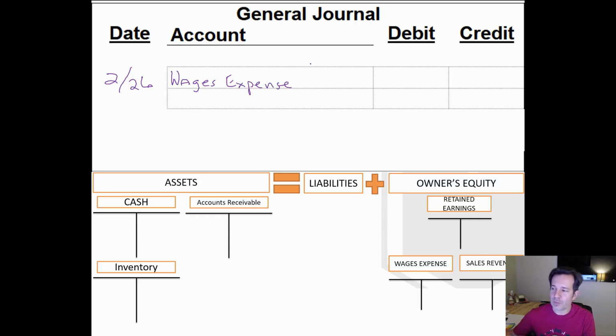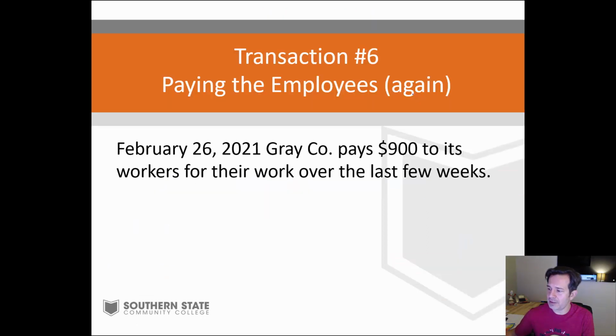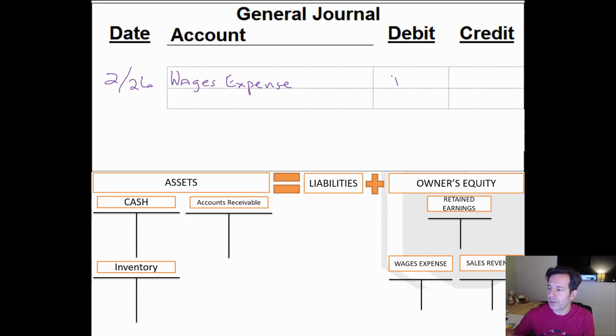Our wages expense, remember our expenses are almost always going to be debits. Only time they're not is if we're fixing an item that we messed up or we're closing it out. So that $900 that they've earned, I'm going to record that.